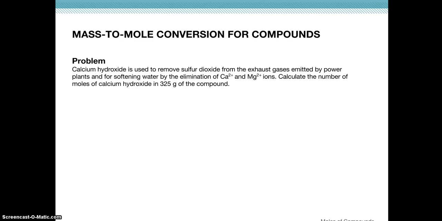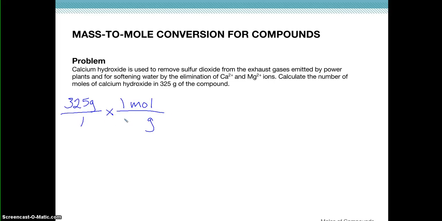Calcium hydroxide is used to remove sulfur dioxide from the exhaust gases emitted by power plants and for softening water by the elimination of calcium and magnesium ions. Calculate the number of moles of calcium hydroxide in 325 grams of the compound. All right, so we start with what we know, 325 grams of calcium hydroxide over 1. All right, so now our mole is going to go on top and our grams are going to go on the bottom, but we're going to have to find the grams.